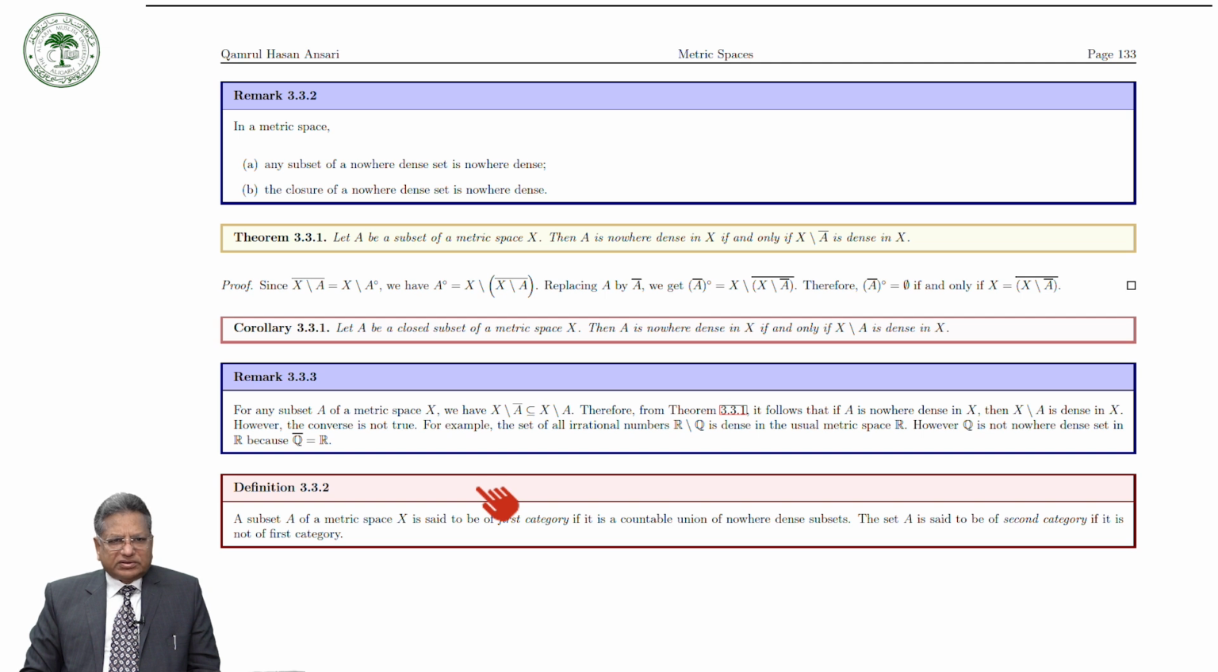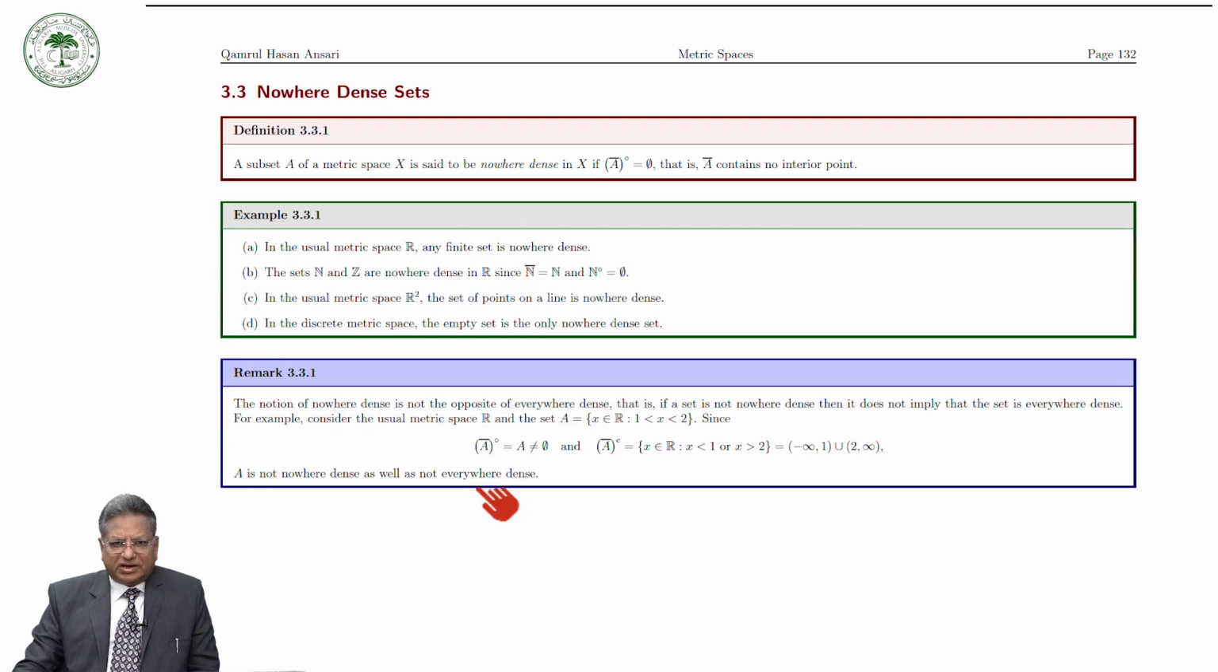Here I would like to give some remarks. The first remark is that in a metric space, any subset of a nowhere dense set is a nowhere dense set. You can prove it very easily. The closure of a nowhere dense set is a nowhere dense set. Now, what about the interior? Whenever we are talking about the closure, we can also talk about the interior. Can you think about it? Just see, and keep in mind the definition.